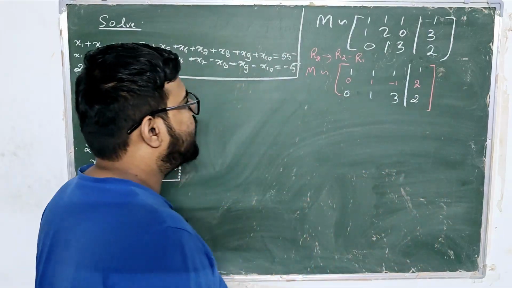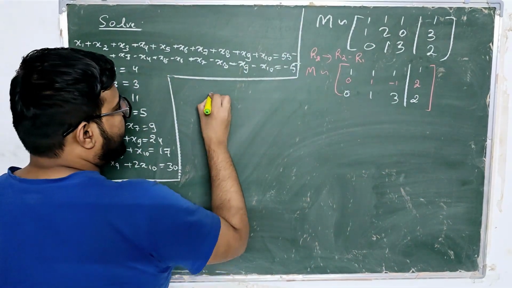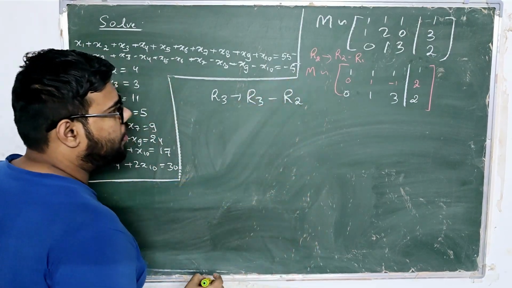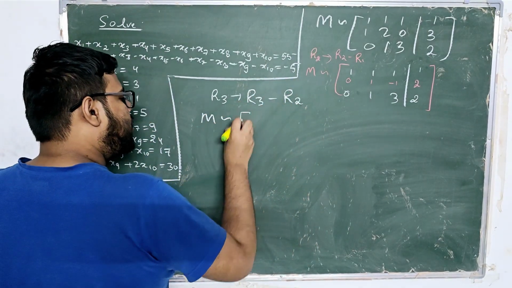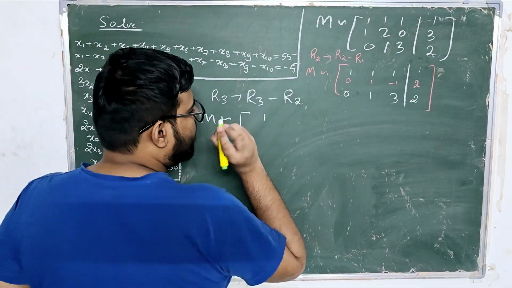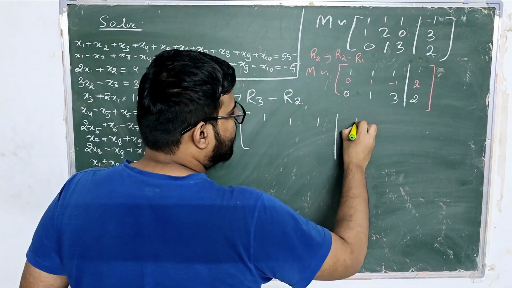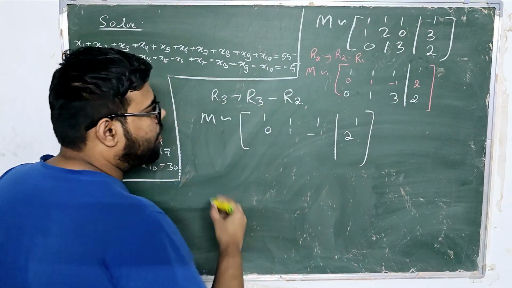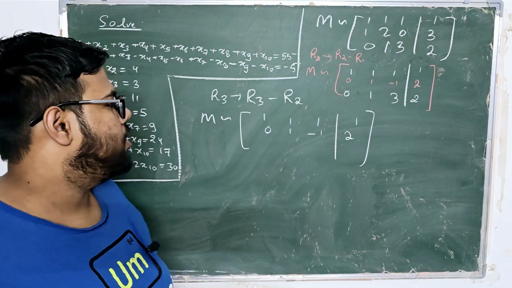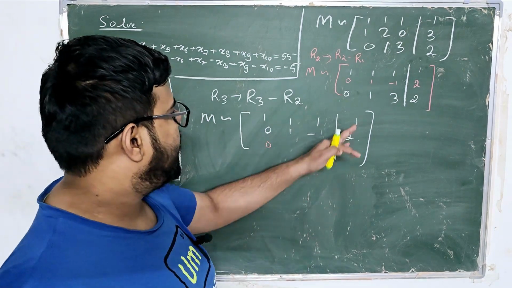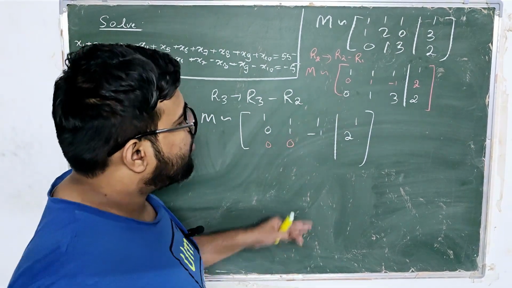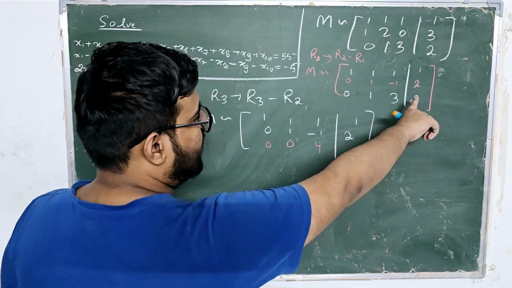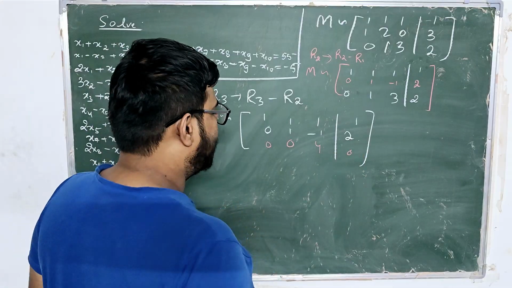Now what's next? Now what I'm going to do is write row 3 as row 3 minus row 2. So the augmented matrix M can be given as 1 0 1 negative 1 2. Now 0 minus 0 is simply 0, and 1 minus 1 is of course 0 again. Now 3 minus 1 will be 4, 4. And 2 minus 2 is of course 0.